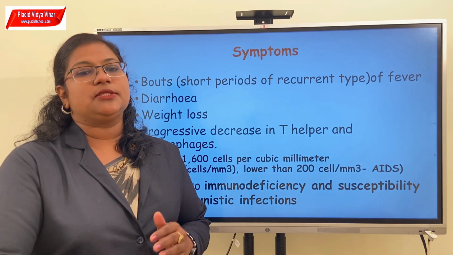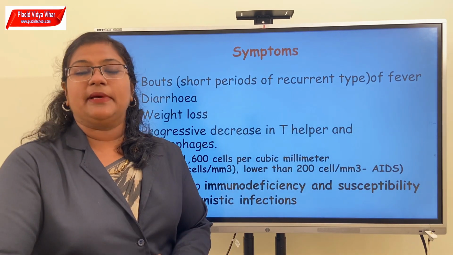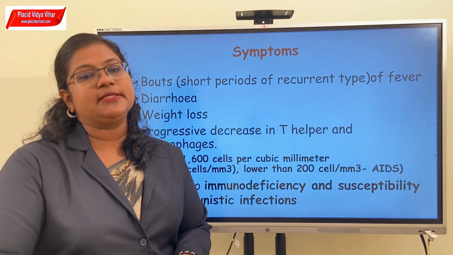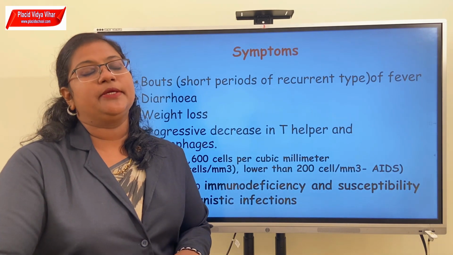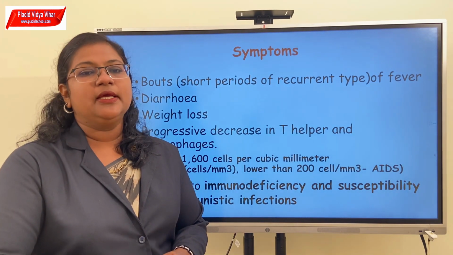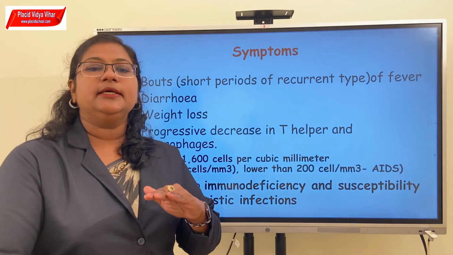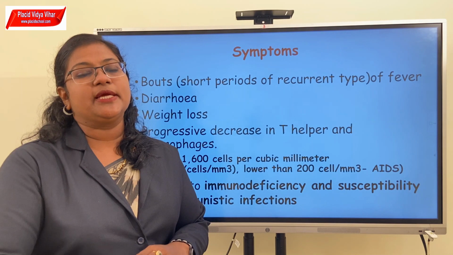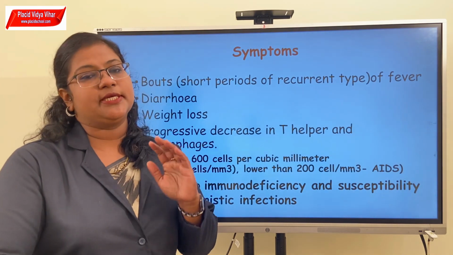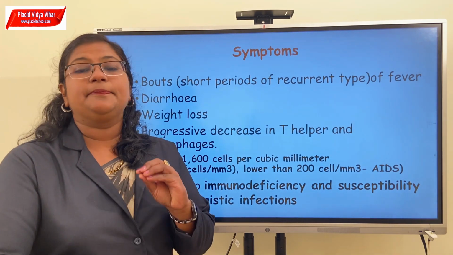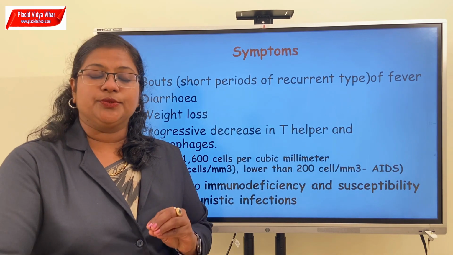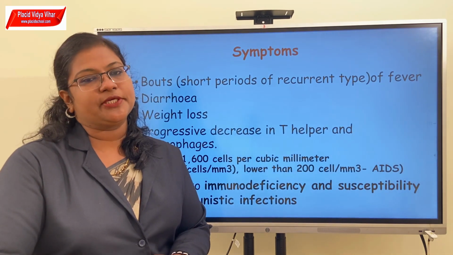So, by stage 3, the number of T cells and macrophages particularly will decrease in cell count when compared to that of a normal person. And this in turn leads to a decrease in the immune functions, that means you can say it leads to an immunodeficiency. As a result, the person will fall prey to many opportunistic infections.